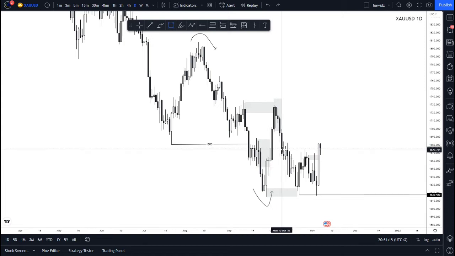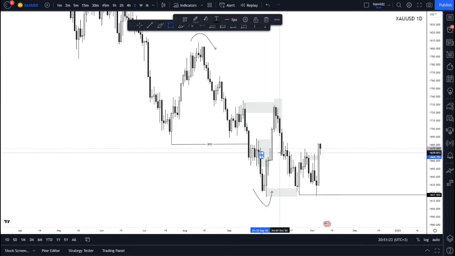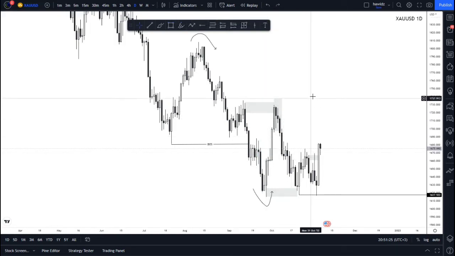So the first one didn't work, so we just shaded it out and waited for the second one. That doesn't mean that we took losses here. No. Why? Because we wait for confirmations, right?